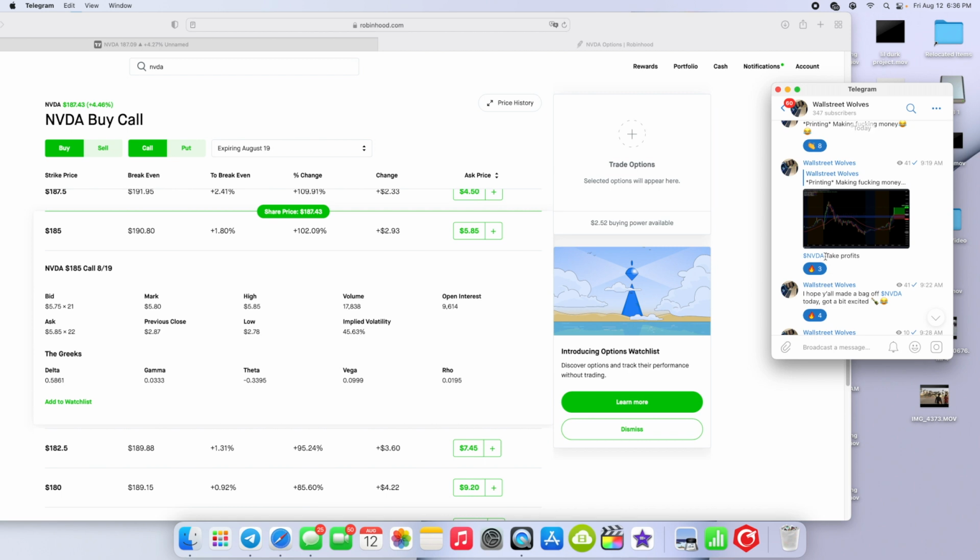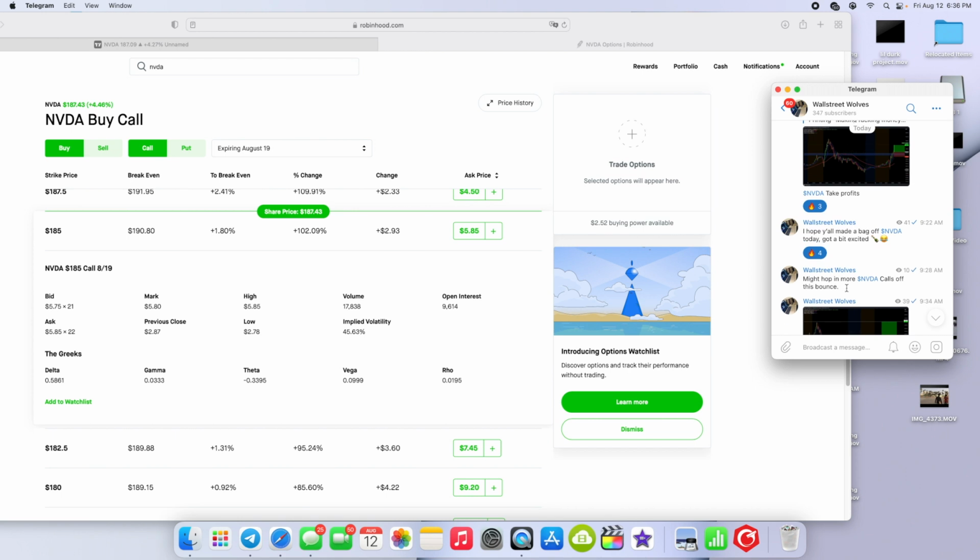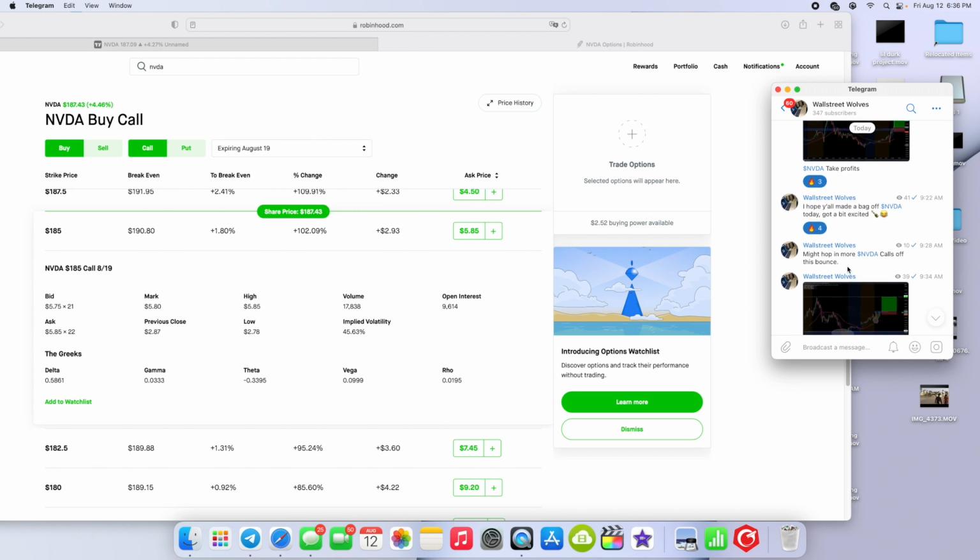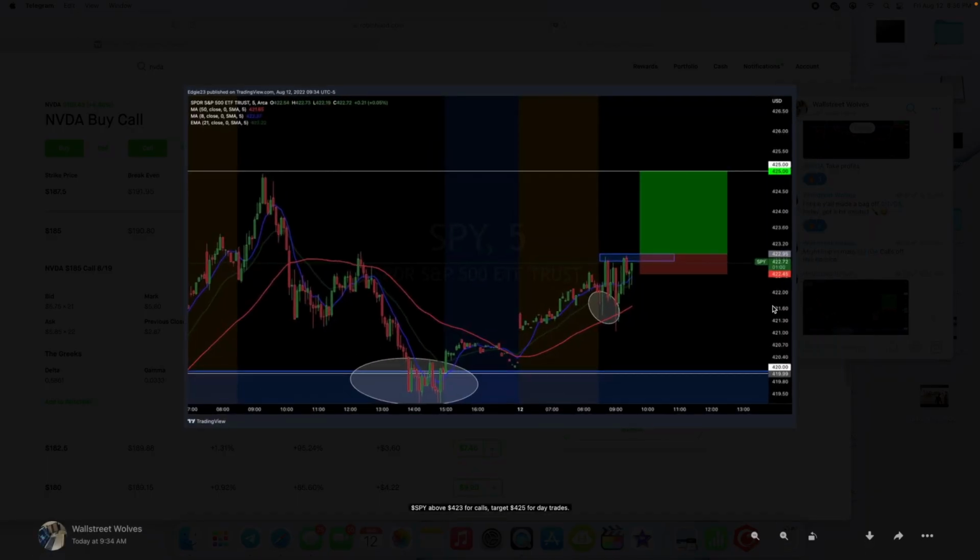NVDA, take profits. Obviously, take profits just means close your positions out. You want to completely take all your contracts that you bought and sell them. Yeah, we messed up on NVDA. Might hop in more NVDA calls off this bounce.